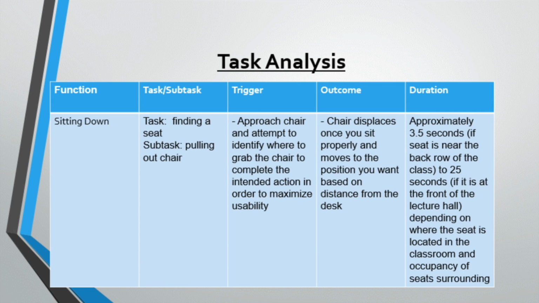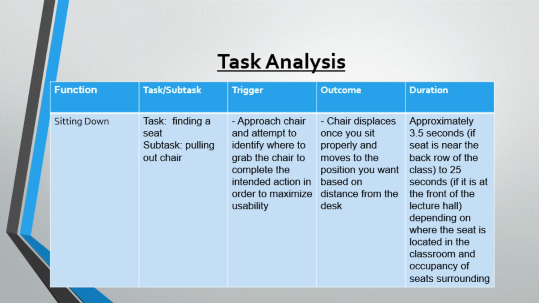Task analysis. The main function accomplished by the user within the current system is sitting down, with the task being actually finding a seat and the subtask being actually pulling out a chair. The trigger used is approaching a chair and attempting to identify where to grab the chair to complete the intended action in order to maximize usability. The outcome is accomplished when the chair displaces once you sit properly and moves towards the position you want based on the distance away from the desk.